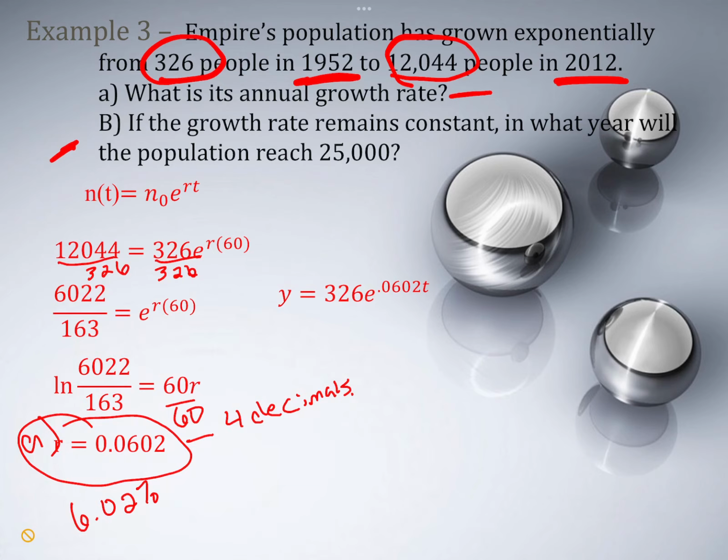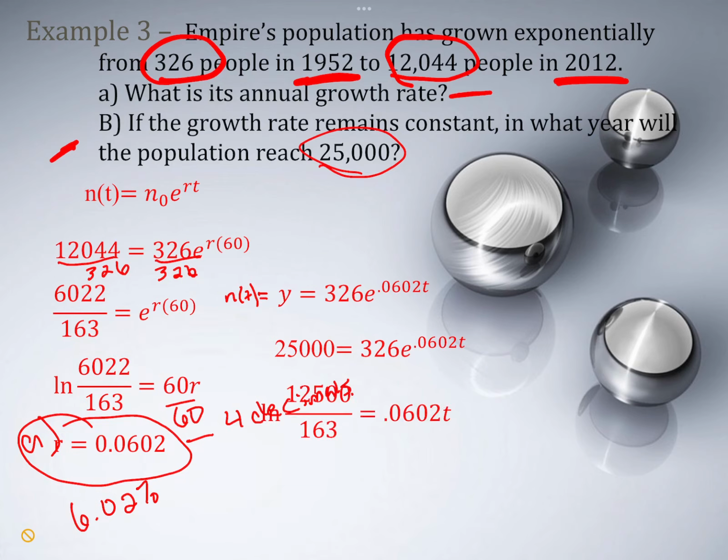reach 25,000? So you're going to come up here, you're going to have our 326e, we know our 0.0602 is for our r now, we don't know, we're going to figure out our time. It says in what year, so this y is the same thing as our N of t. So we want to know when it will reach 25,000, so we're going to plug 25,000 in here.